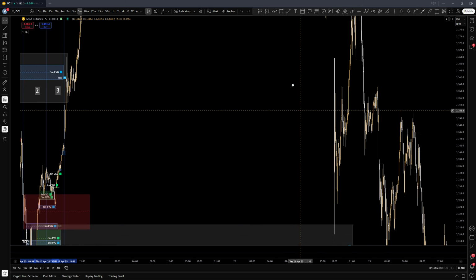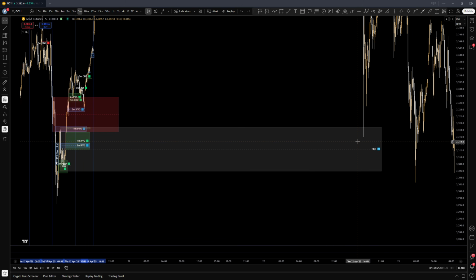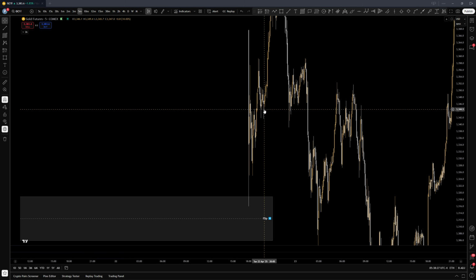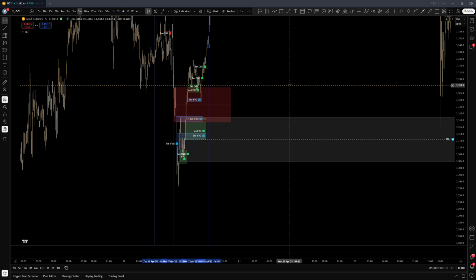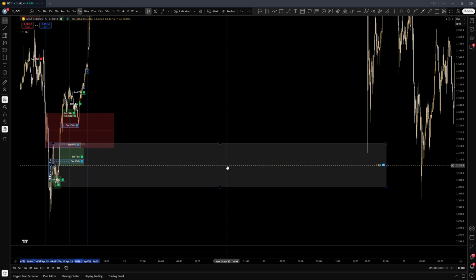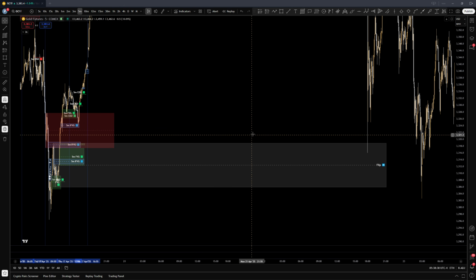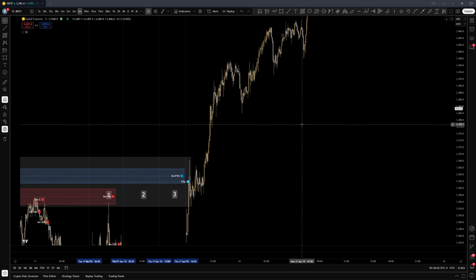We'll get to that in a minute. And then look, it comes back down, taps this flip zone, and look at the move out of it. Look at this move. So we can see that this is a strong zone. And if it hasn't been touched, when it does get touched, we can expect some kind of reaction from it. But let's continue up and look at the next example.